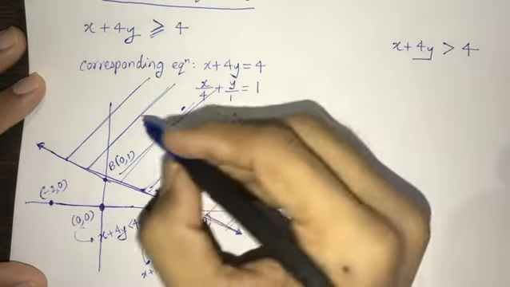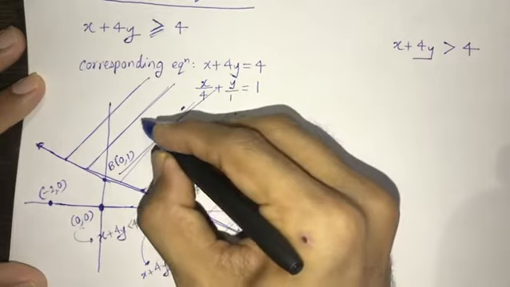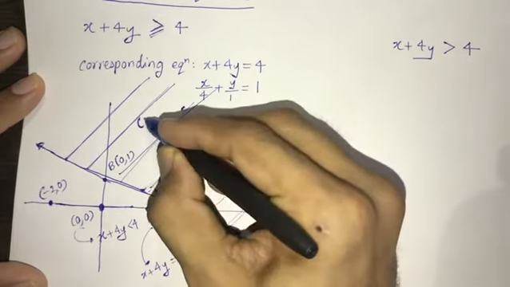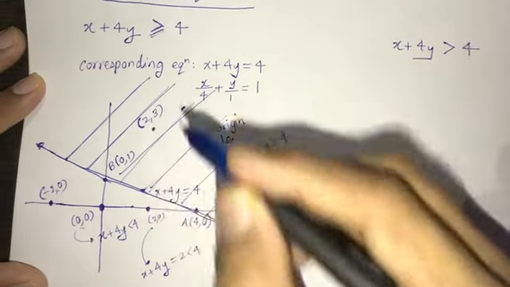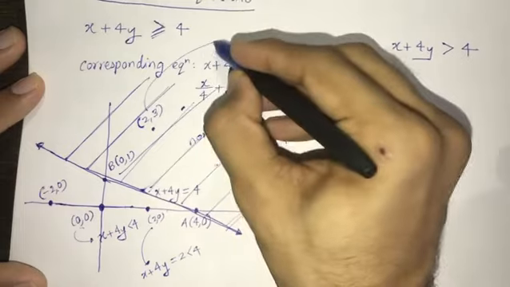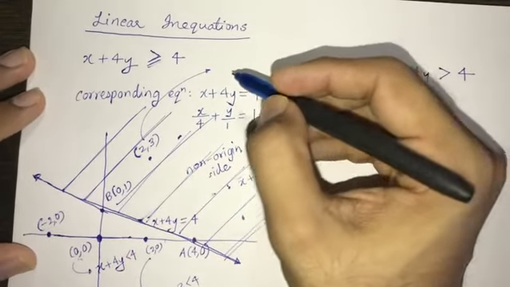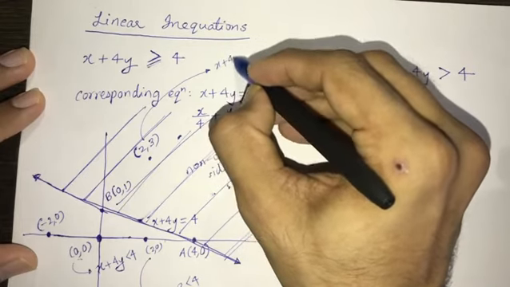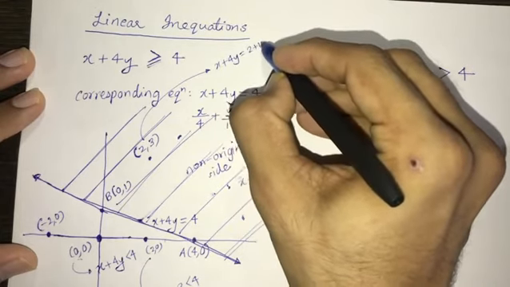We can take one point here and let me show you how it satisfies. So we can take a point here, 2 comma 3. Let us take 2 comma 3 on this side. If you take 2 comma 3 and find out x plus 4y, we get 2 plus 12.